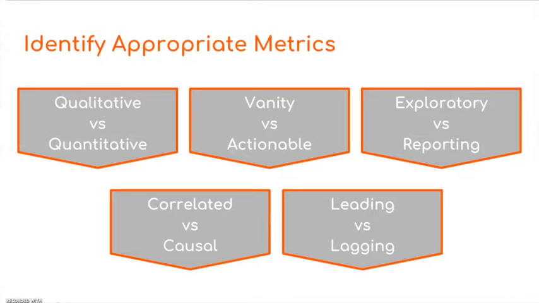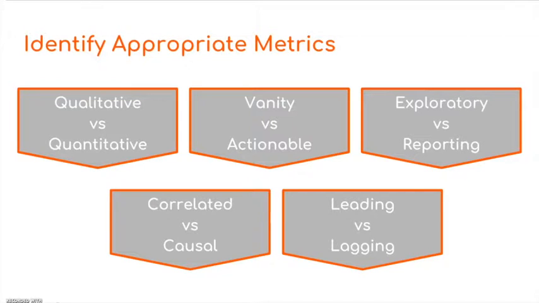A correlation describes the size and direction of a relationship between two or more variables, while causation indicates that one event is the result of the occurrence of another event. So this is basically a cause and effect relationship, and it's important to note the difference between causation versus correlation.